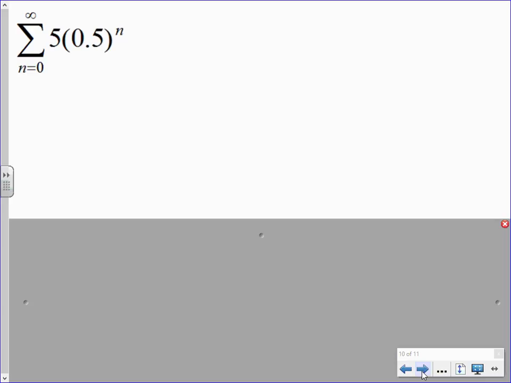Is this geometric? Yes or no? Yes. Okay. Now it starts at 0. That's not a problem. If it starts at 0, then you're going to see this as an n instead of an n minus 1. That's just going to be the only difference. Now, is our common ratio less than 1? You betcha. So we can take the first term over 1 minus r to get a sum. We have 5 divided by 1/2.